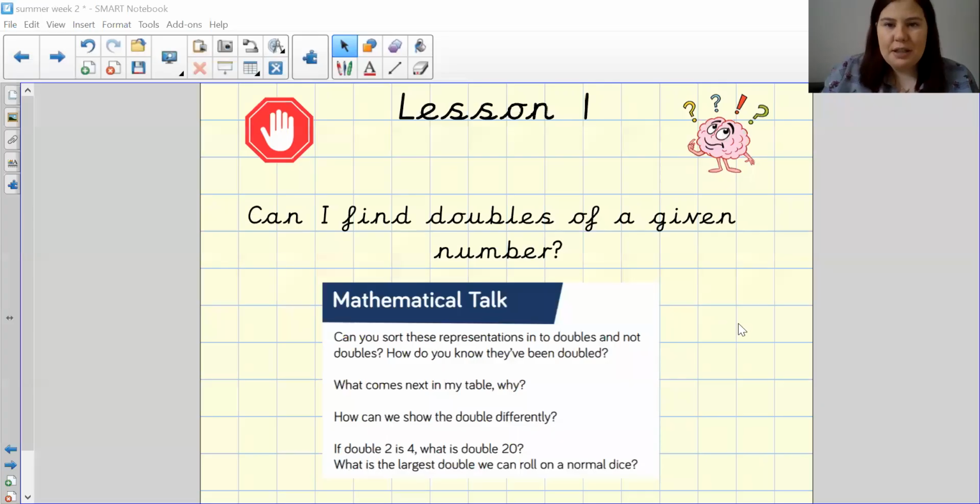So what we are going to be learning today is we are going to be focusing on doubles. Okay, so I'm just going to share my screen with you. Here you go. So the task for today is, can I find doubles of a given number?